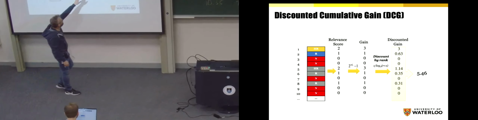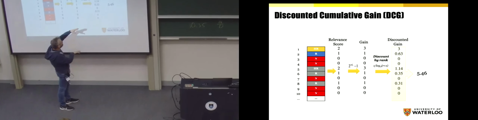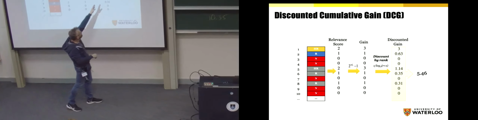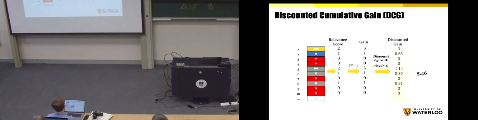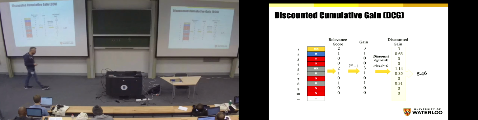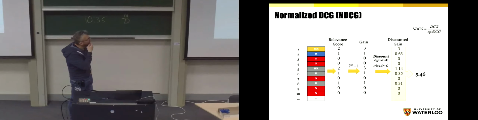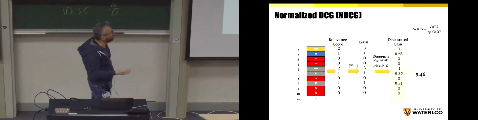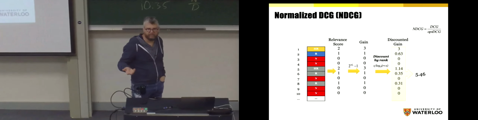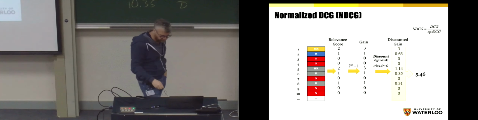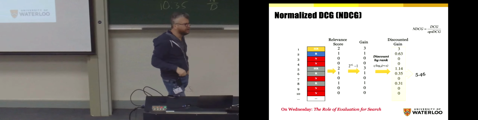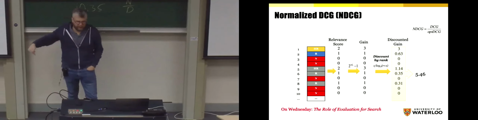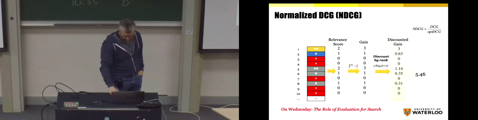Then we apply this rank-based discount, which is supposed to say things lower down are not as good as things higher up. We get some numbers, and altogether that thing gets a score of 5.46. I won't show the details, but we also add a normalization to say, what's the best possible answer you could get? So you get a number between 0 and 1. Some of this will be talked about on Wednesday in detail, but I show this to you today because you're going to try this out in the lab.